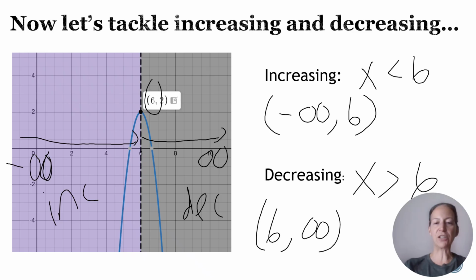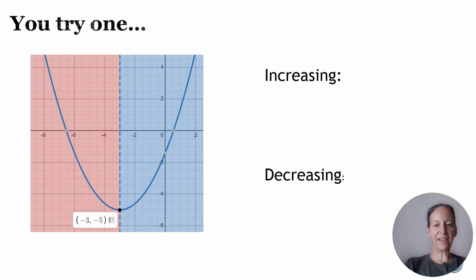So we would say 6 to infinity. And again, we're using a parenthesis. Okay, so that's that. So let's see if you would like to do one. Okay, so here we go. All right, I'll pause and let you think about it. Write it down.